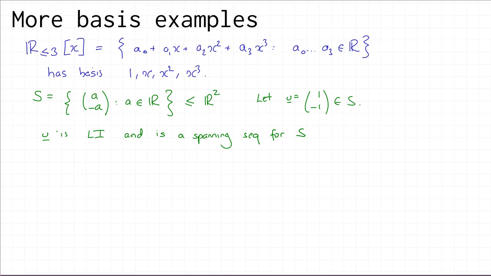The reason it's a spanning sequence is because if you give me any element of S, it looks like (a, minus a), and I can rewrite (a, minus a) as a times (1, minus 1), so a times u. So every element of S is a linear combination of just the one vector u. The one vector u on its own is linearly independent, and therefore u on its own is a basis for S.